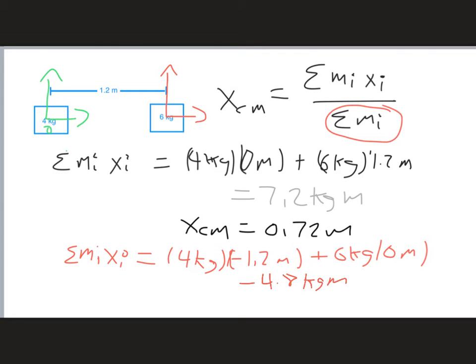And of course, if I divide that by 10 kilograms, I get, for this situation with the coordinate system on the right, x_cm is equal to minus 0.48 meters. Now, here's the thing. If I consider my green coordinate system, I found out that my center of mass was at 0.72 meters, which would be something, maybe here. But if I consider my red coordinate system, I find that my center of mass is negative 0.48 meters, and that's going to be from the red, which coincidentally would be in the exact same location.